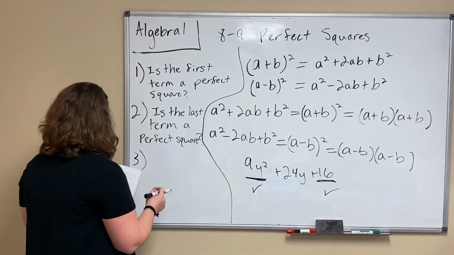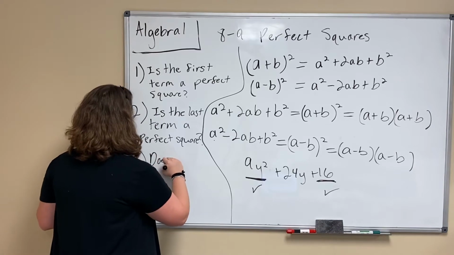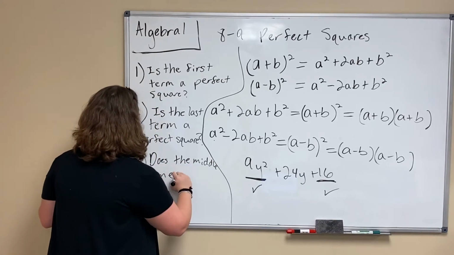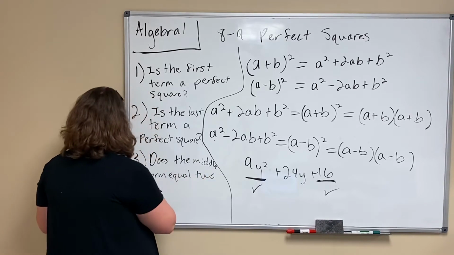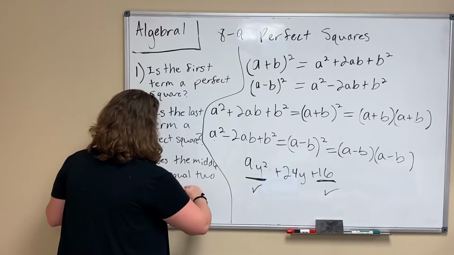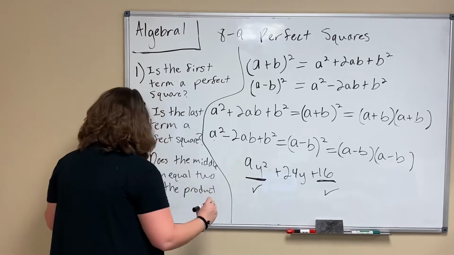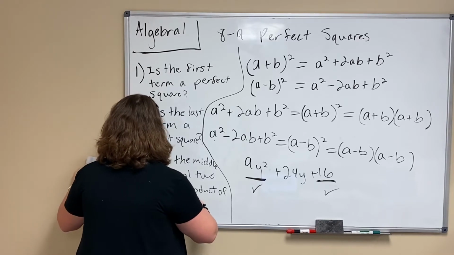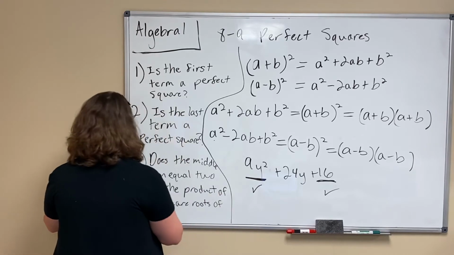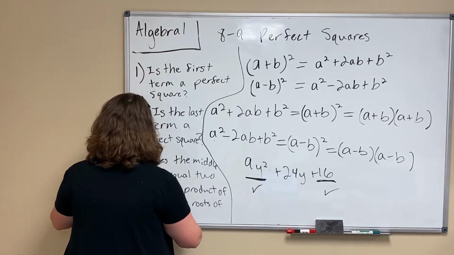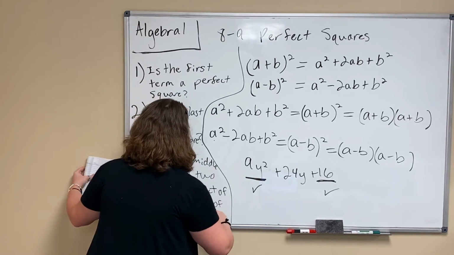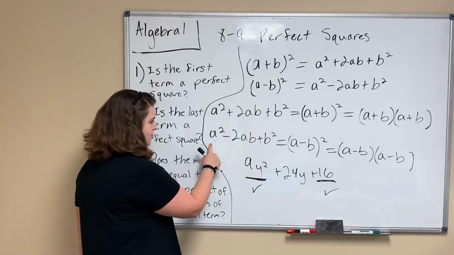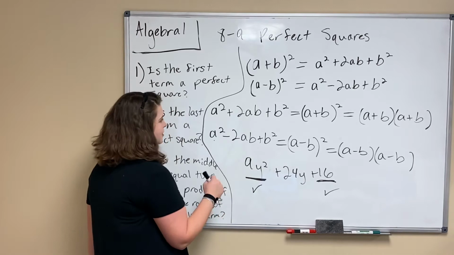Question 3 is going to be, does the middle term equal 2 times the product of the square roots of the first and last term? Now I know that last one is a little bit more complicated of a question, but we're basically asking, because this is a squared and this is b squared, does what's in the middle equal 2ab?